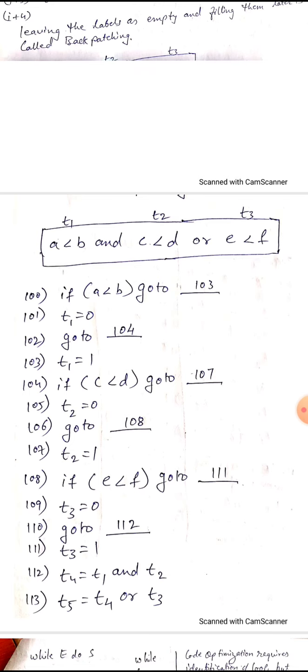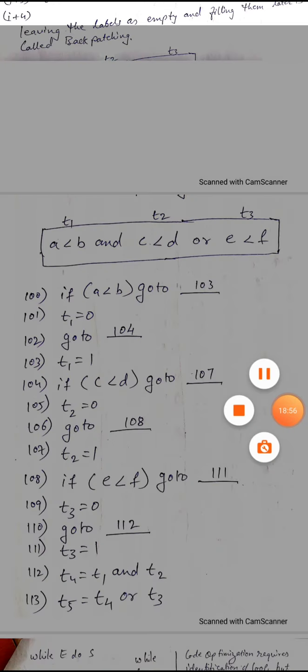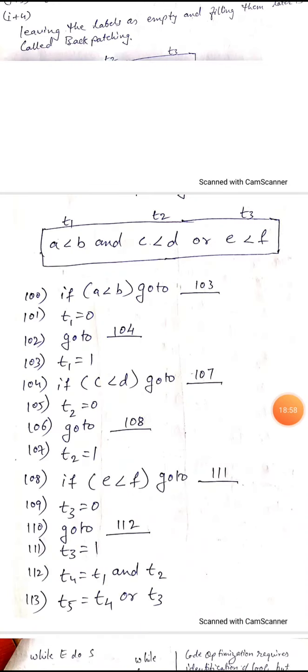Now if the first condition is true, then it has to go and check the second condition. So where does it have to go? It has to go to 103, right. And if the second condition is also true, it has to go to 107, so T2 equal to 1. And if the third condition is true, it has to go to 111, where T3 equal to 1. So if all three conditions are true, then T1, T2 and T3 are all set to 1.